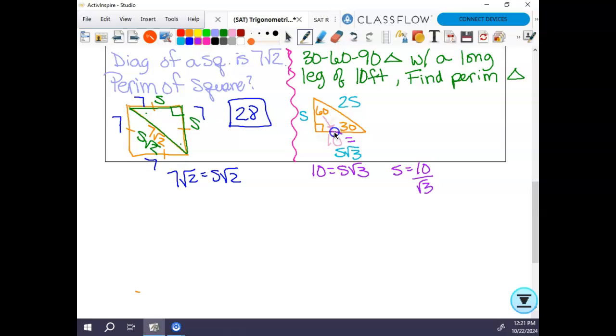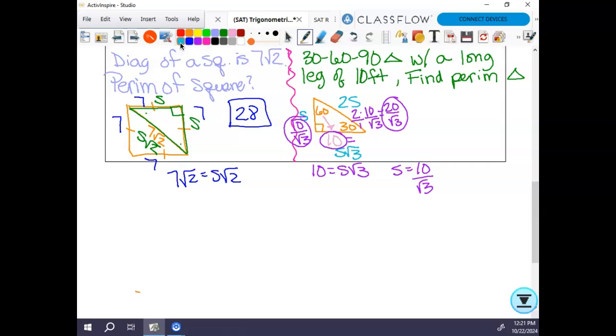So I have that this is 10. This is 10 divided by the square root of 3. So if S is 10 divided by the square root of 3, then 2S is 2 times 10 divided by the square root of 3, which I do not need to do crazy things with. Nothing fancy happens. The multiplication is very easy, and that gets me 20 over the square root of 3. So here are the three sides of the triangle.